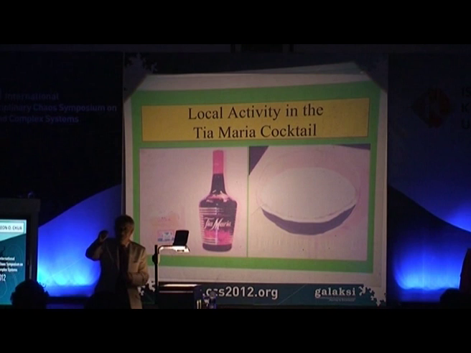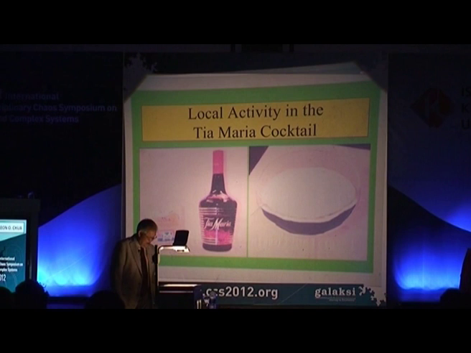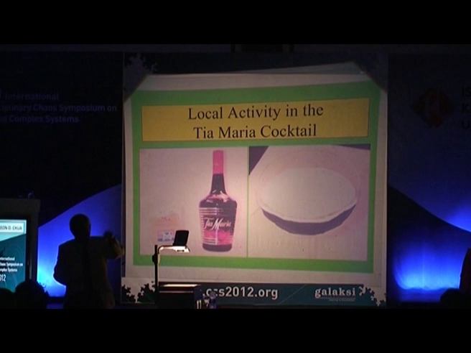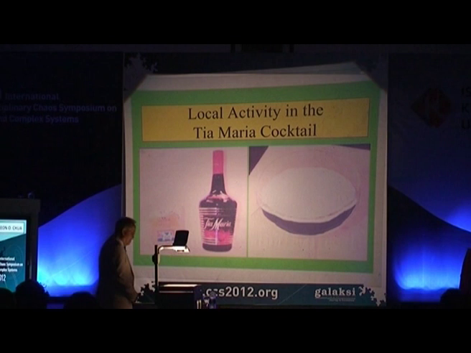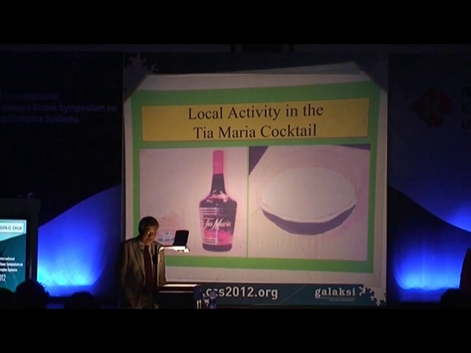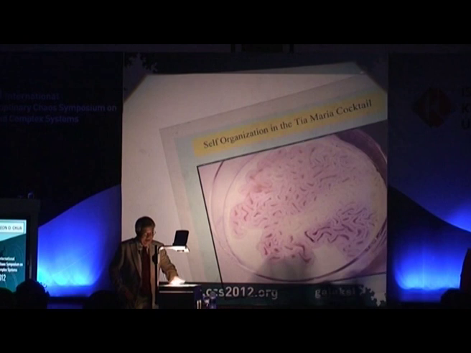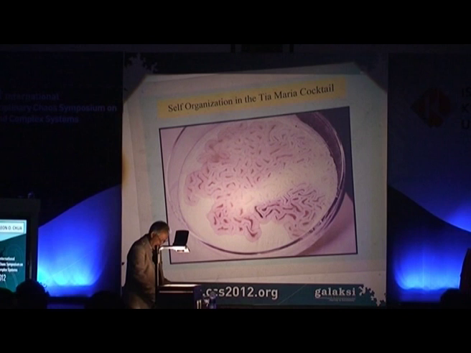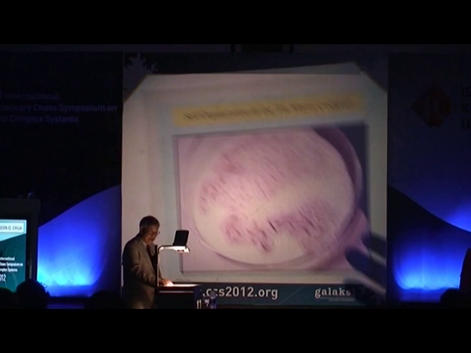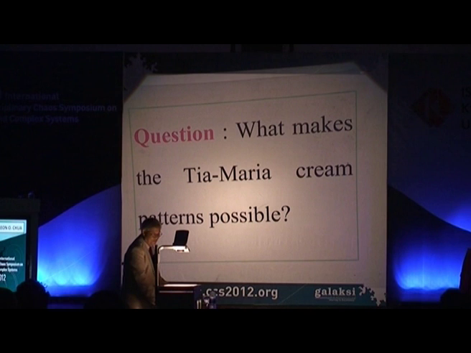Wait for a minute or two. The amazing thing is, when I have coffee and I put milk in the coffee, everything becomes all white. That's what you expect, that's the second law of thermodynamics. But for the Thea Maria, for whatever reason, you do the same experiment, and after a few minutes you see things like spaghetti. You really have patterns. And this is fun, because then you not only enjoy the cocktail, you understand something interesting happening. Question: what makes the Thea Maria cream pattern possible?